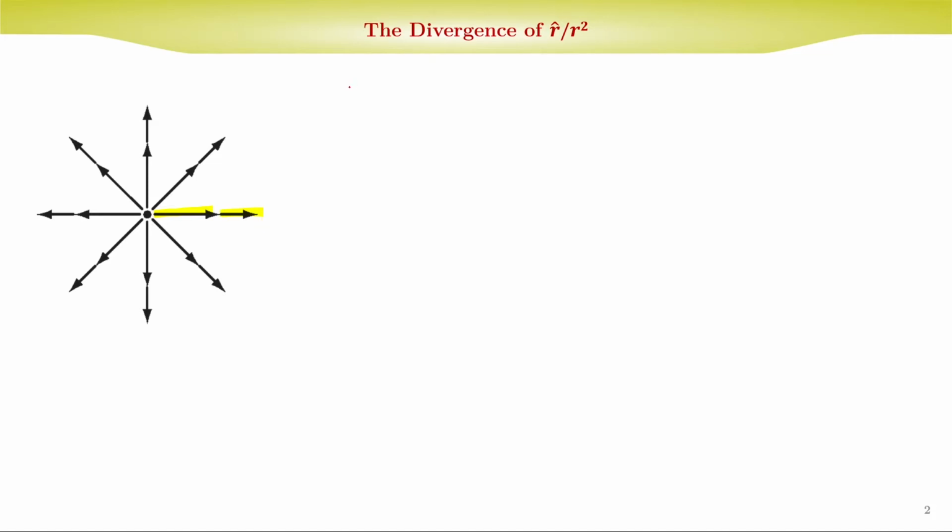Let us represent this mathematically as v equal to r hat over r square. We see that at every location, vector v is directed radially outward, and it has a large positive divergence. With that in mind, let us calculate the divergence of the vector function, del dot v.